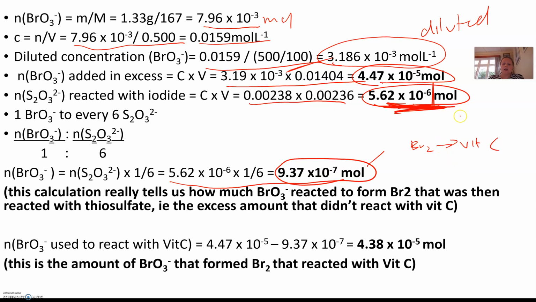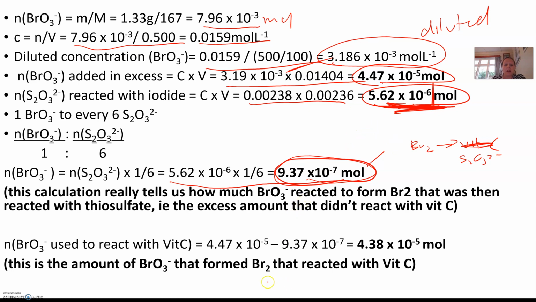Okay, sorry, that didn't react with Vit C, because this is the part that reacted with your sodium thiosulfate, S2O3 2-. Sorry, hopefully you didn't get that confused. I'll say that again actually just to make sure. So what we've just calculated here is how much bromate reacted with the thiosulfate. Okay, so it's the excess amount.